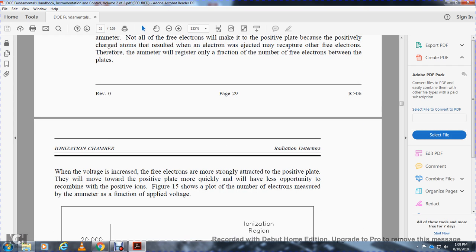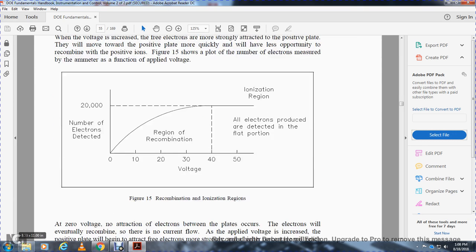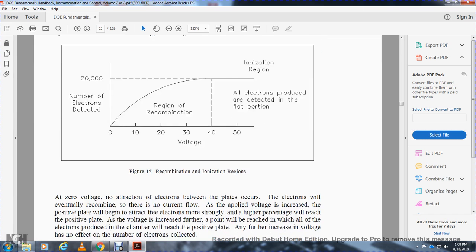When the voltage increases, the electrons are more strongly attracted to the positive plate. They will move toward the positive plate more quickly, leaving less opportunity to combine with positive ions. Figure 15 shows a plot of the number of electrons measured by the ammeter as a function of the applied voltage. Figure 15 is the recombination and ionization region. Voltage is on the bottom, number of electrons detected is on the side, up to 20,000. This is the region of recombination. Then the dotted line shows all electrons produced are detected, the flat portion of the ionization region.